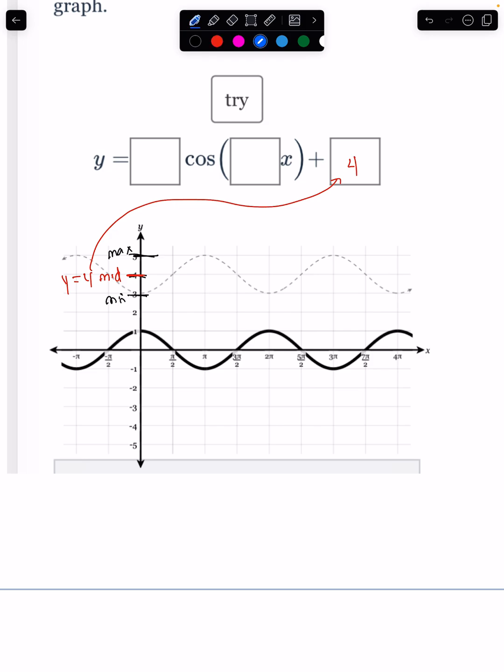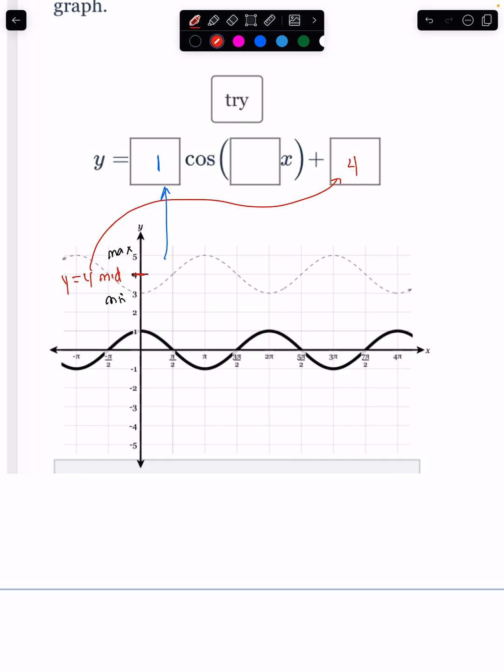Okay, how far is the max from the midline? It's just 1 unit, and the max and min should be the same distance away. So my amplitude is just 1. Now I just got to decide if it's going to be a positive 1 or negative 1. Okay, so I'm going to erase a few things here. Okay, so here's my midline.